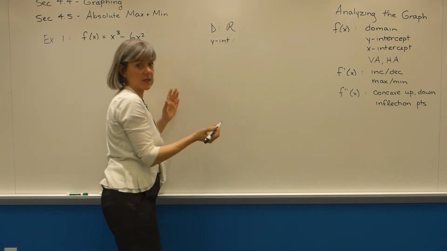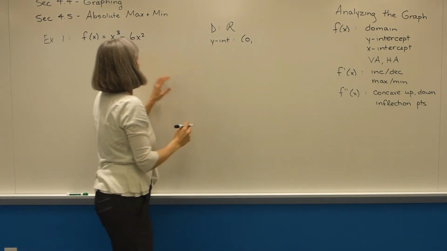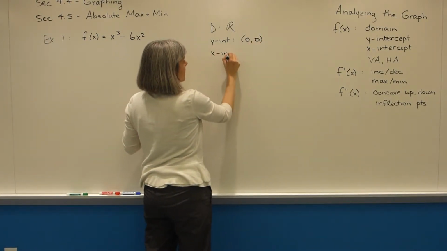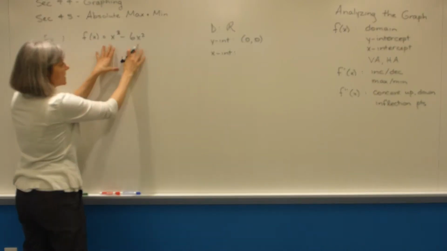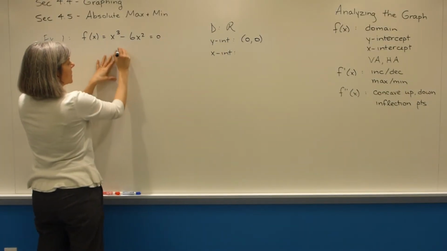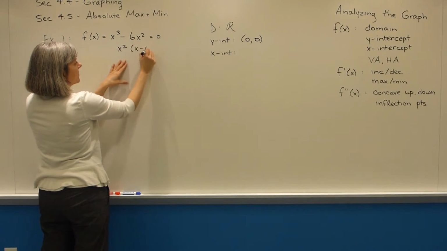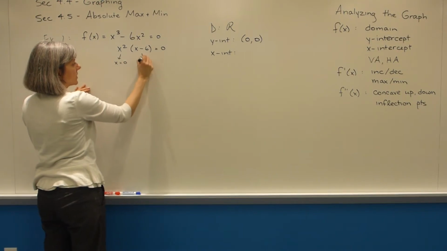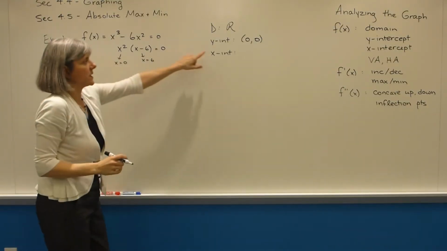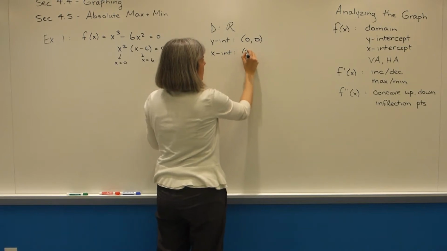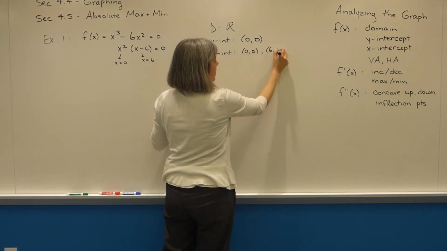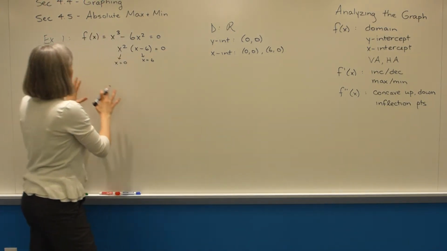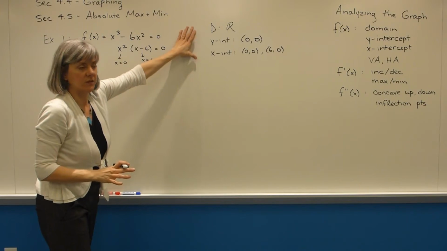Y-intercept, always easy because it is x equals 0. Put that in here, we get 0. X-intercepts come from where we set this equal to 0, so we're going to need to factor. That will give me x equals 0, and this will give me x equals 6. So clearly this is one of our x-intercepts, (0, 0), but then we also have (6, 0). No vertical asymptote, no horizontal asymptote because it's a polynomial. So we've gotten everything we can get from the function definition itself.